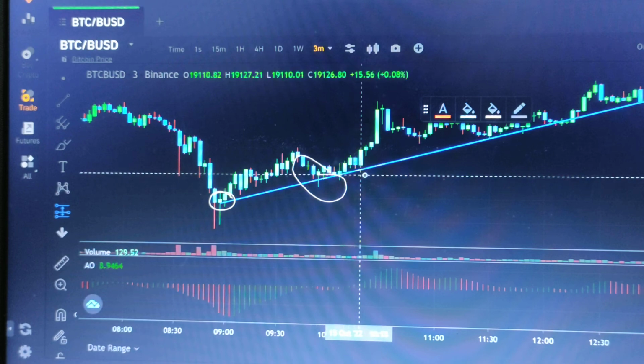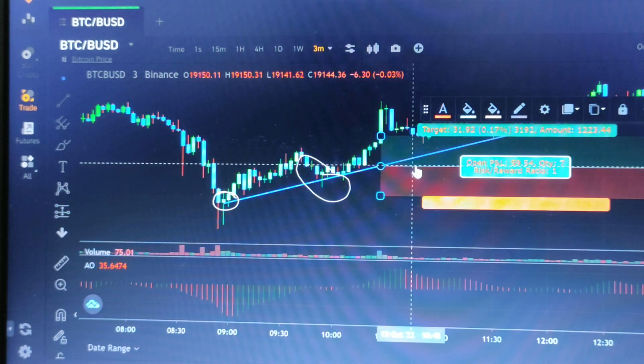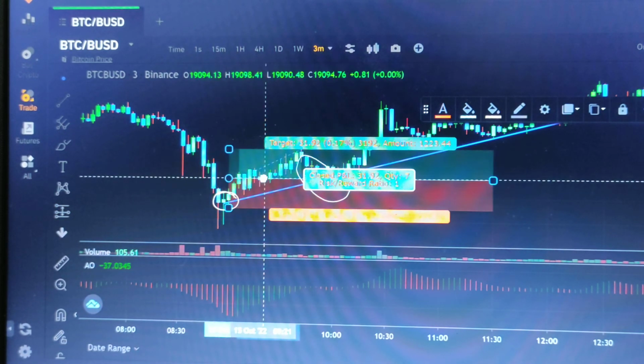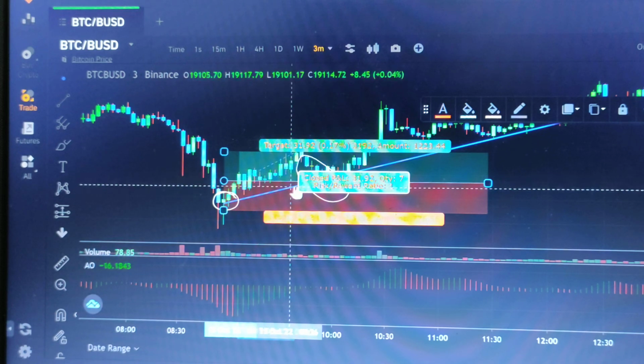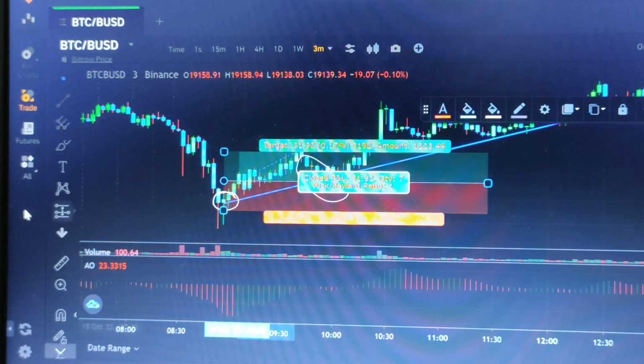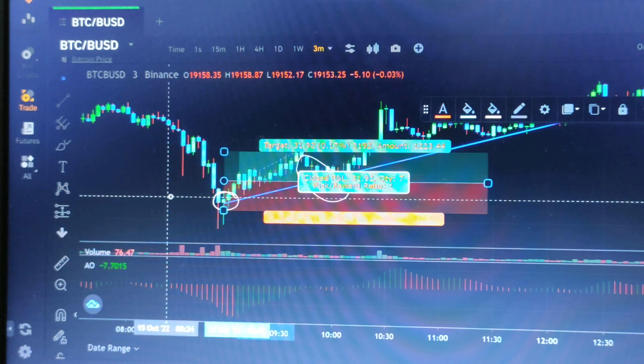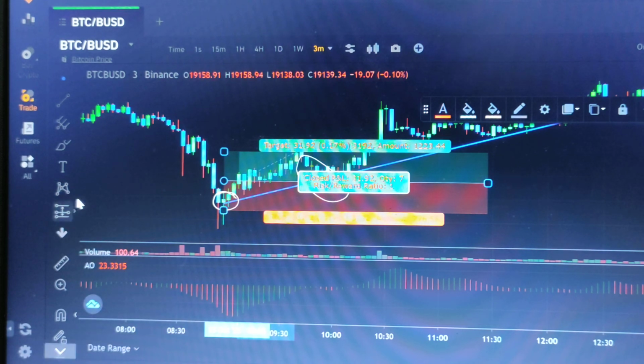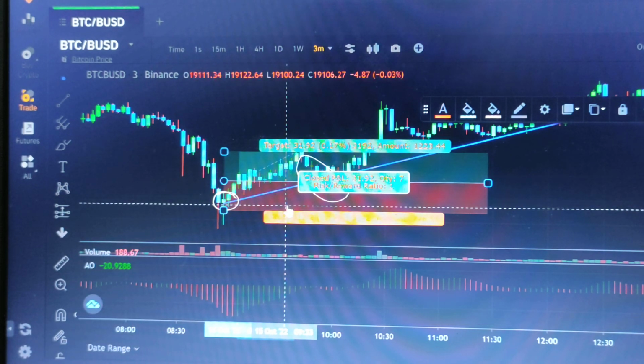Also, you have to know where to put the stop loss. If you are a beginner, you can just make the stop loss here. You can use this stop loss, so it's easy.